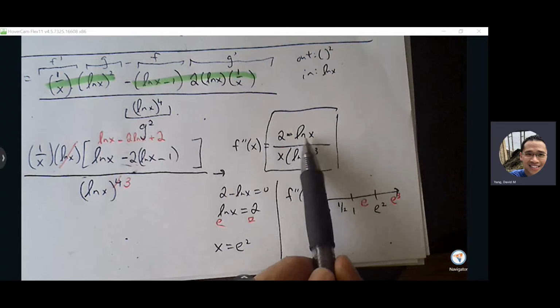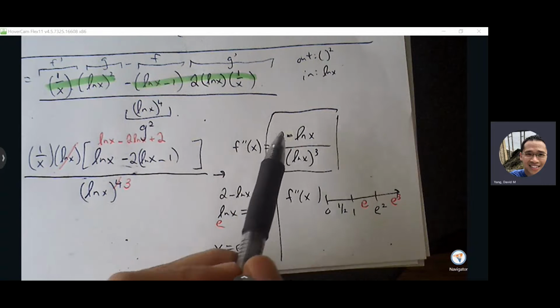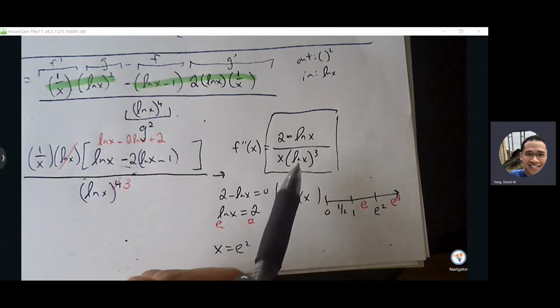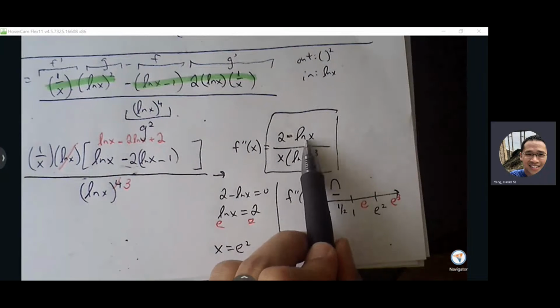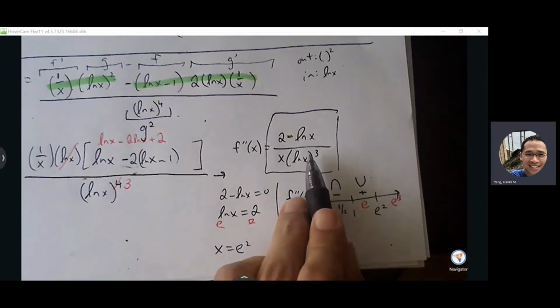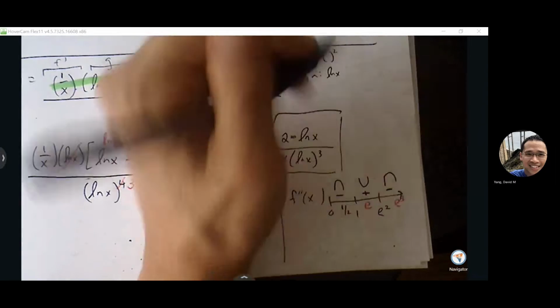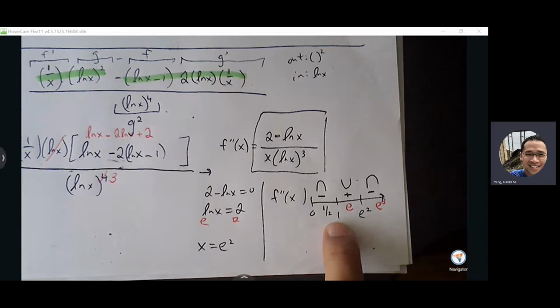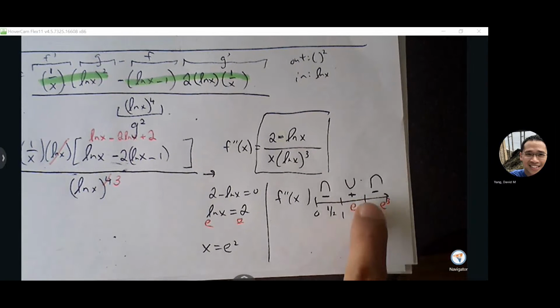So if I plug 1/2 in here, 2 minus natural log of 1/2, that's 2 minus a negative number. So negative over a negative is going to be positive. Sorry, positive over a negative is going to be negative. So this is going to be concave down. If I plug e in here, positive over a positive is positive. If I plug e cubed in here, I'll get 2 minus 3. That's negative over positive is negative. Now 1, there's an asymptote, so I can ignore that, but there is a what at e squared? POI, yeah.